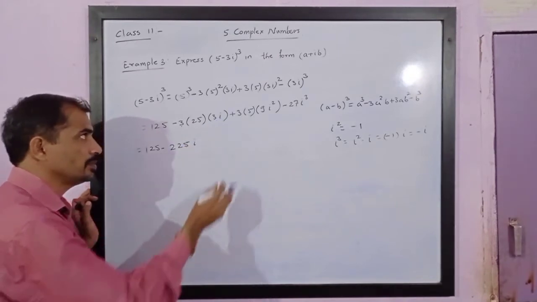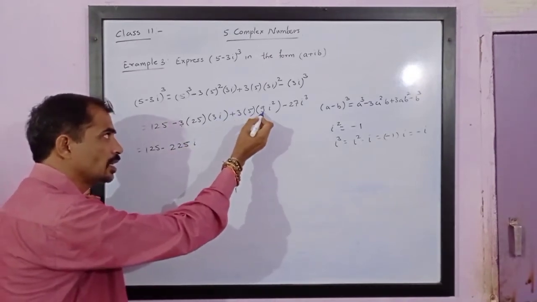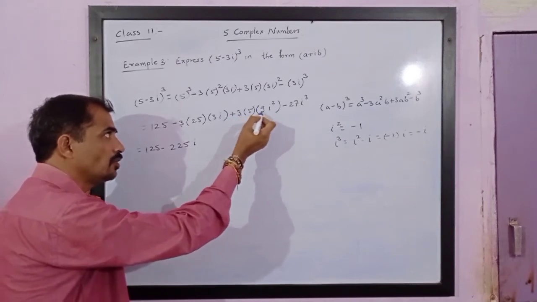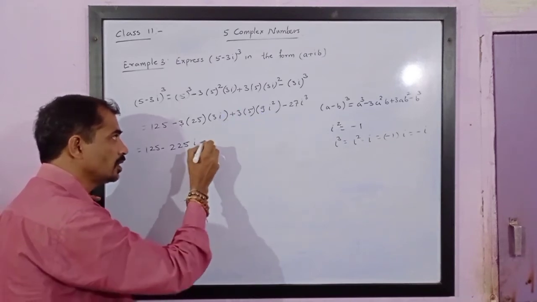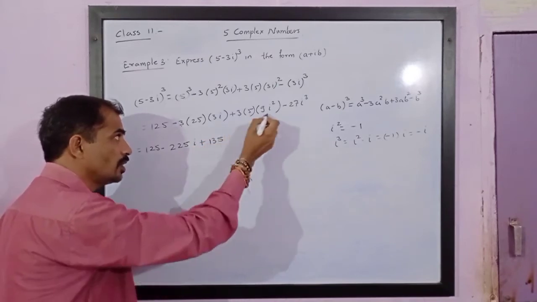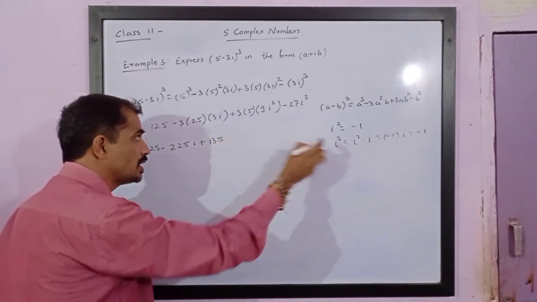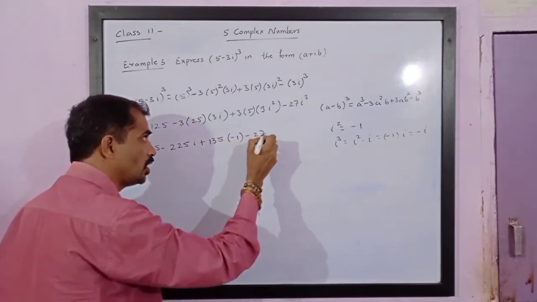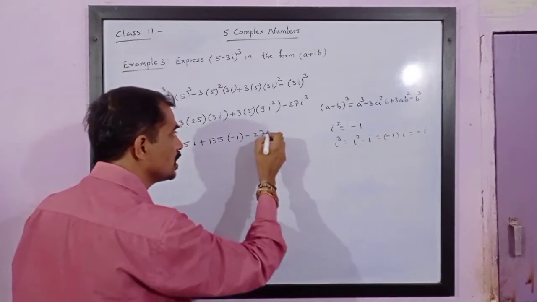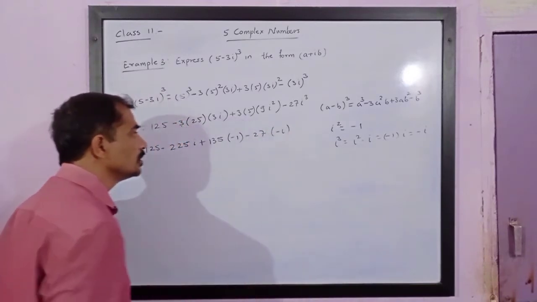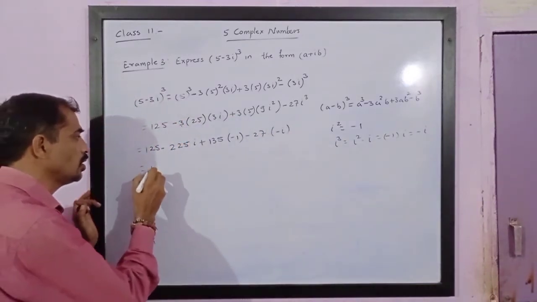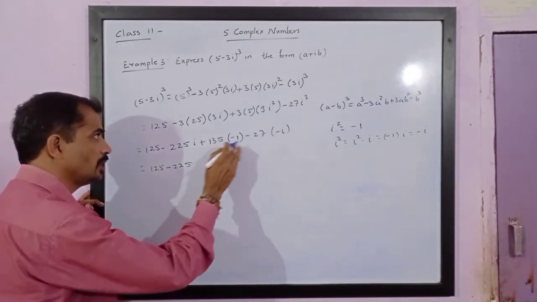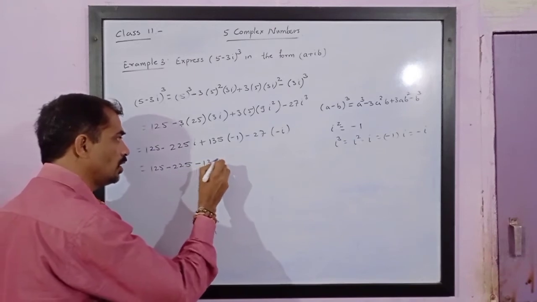So if you put the values, you will get 125 minus 3 3s are 9, 25 9s are 225i, then this is 3 5s are 15, 15 9s are 135 plus 135 i square, which is negative 1. Now minus 27 into i cube is negative i. So again, if you solve this further, you will get 125 minus 225i, this is equal to minus 135.